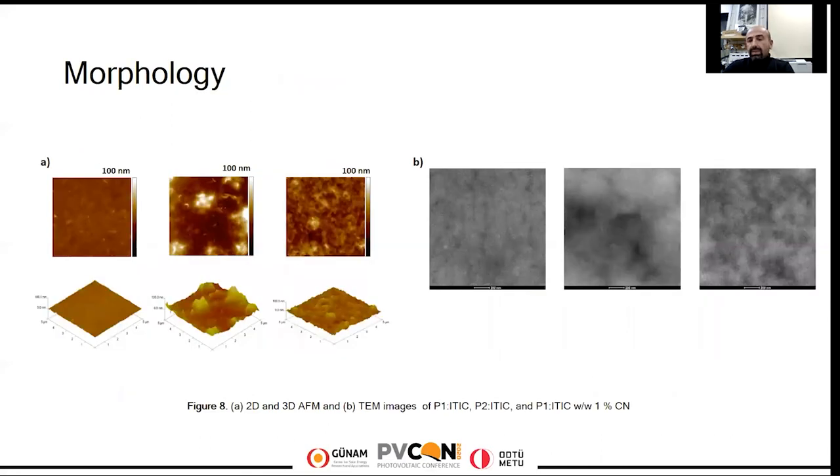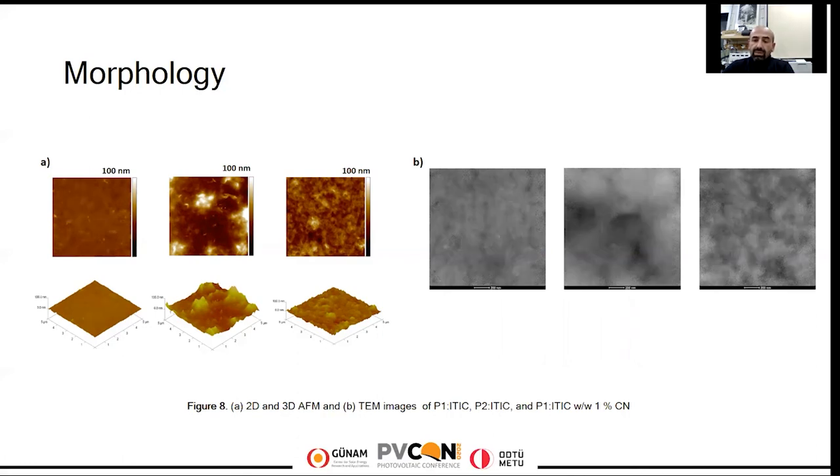The topography and morphology investigations were also performed by atomic force microscopy and transmission electron microscopy. It is obvious that the second polymer-based films have a rough surface and a non-uniform coating, which can also be seen in both 2D and 3D AFM images. Here in the third image, there is also roughness, which is caused by the addition of the additive. Earlier I mentioned it didn't enhance the device performance. Here you can also topographically see why this happened.